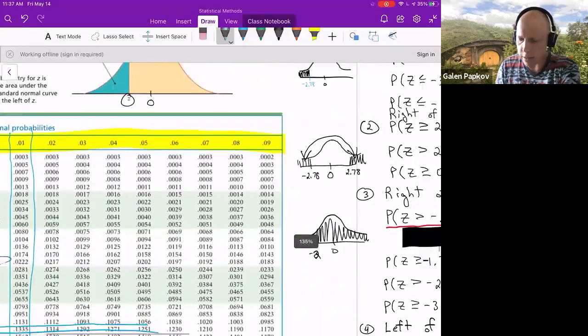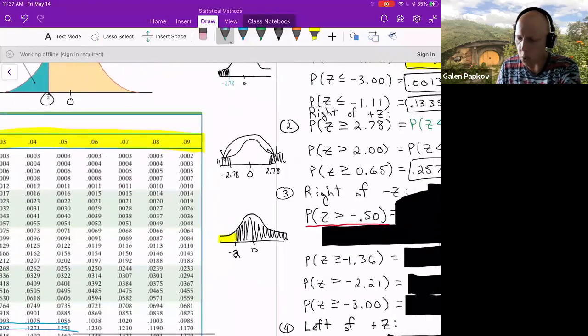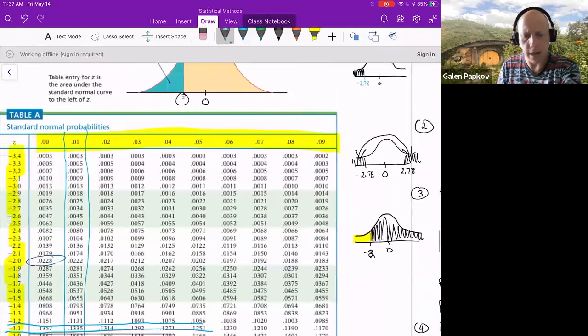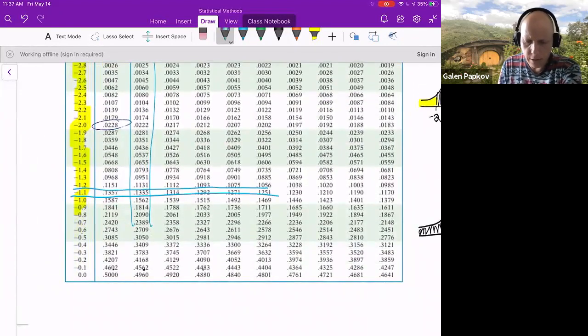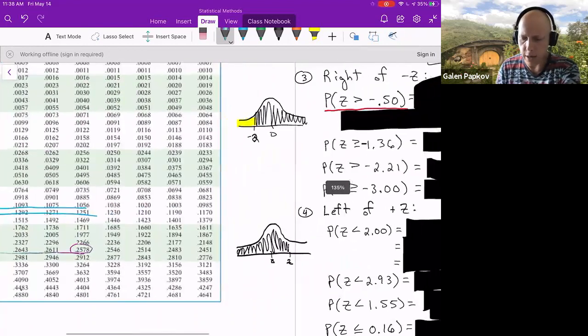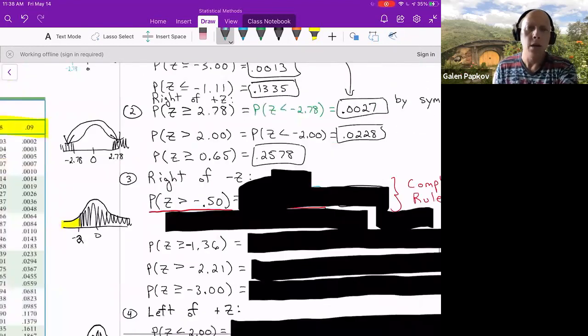And likewise, if you go to 0.65 and look at negative 0.65, so here's negative 0.60, 1, 2, 3, 4, 5. You should get about 0.2578, which is what I got, and hopefully you got that too. All right, so far so good.